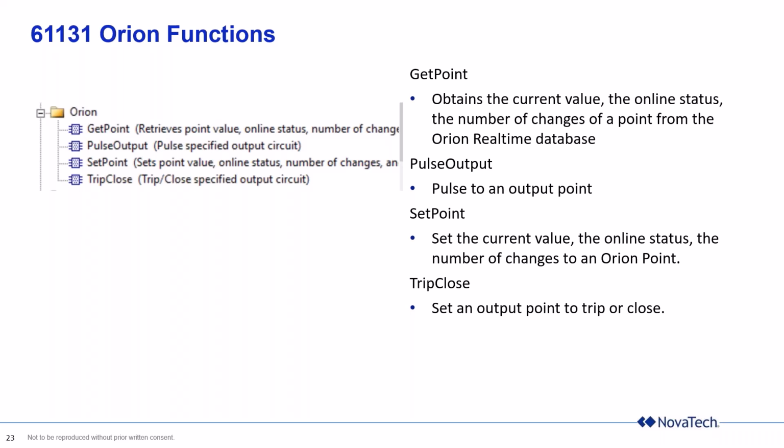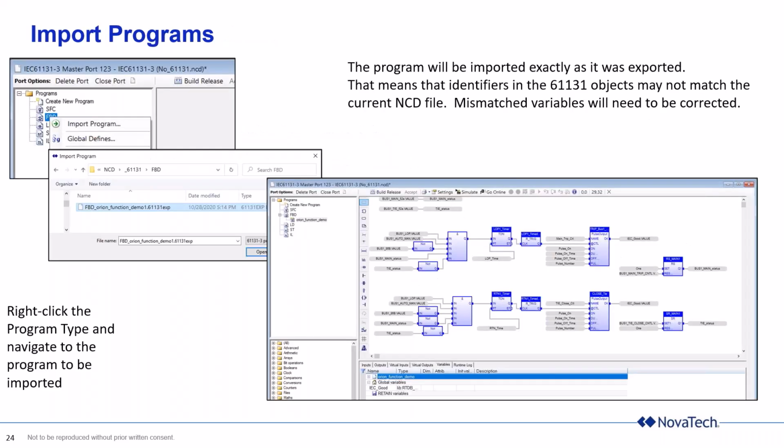I'm currently working on a tech note on how to configure this, and I can send it out to anybody that has any questions. I will do a live demo on one of those functions to show you how it works. We also have an option to import programs from one config file to another config file. So if you did an NCD program with 61131 for substation A, and then you want to do the same thing on substation B, instead of recreating it, you can import the program from the old NCD to your new NCD, and then use the same logic.